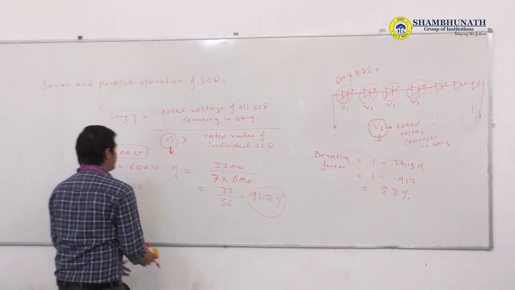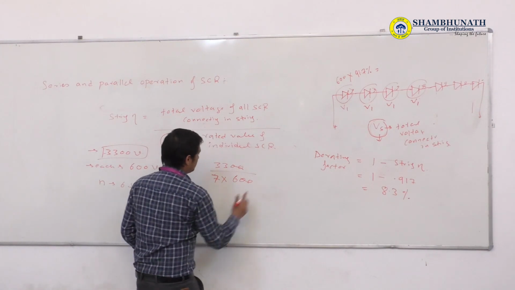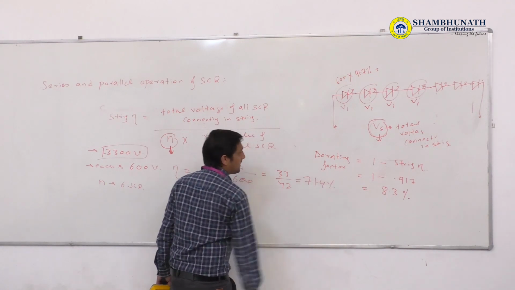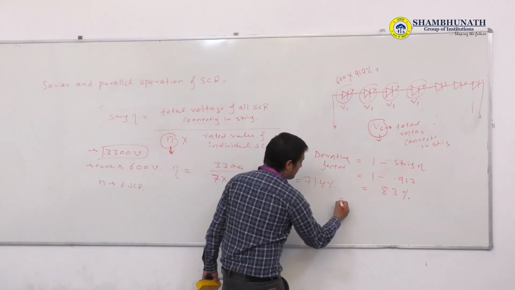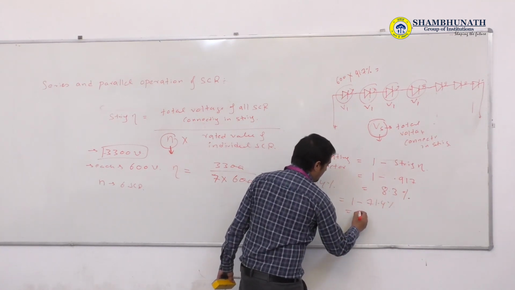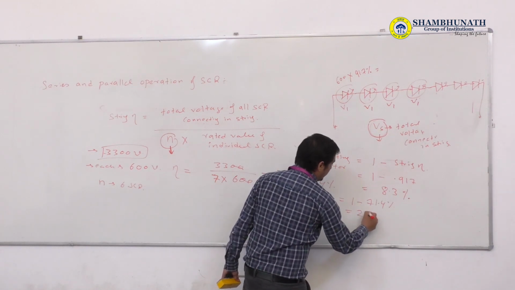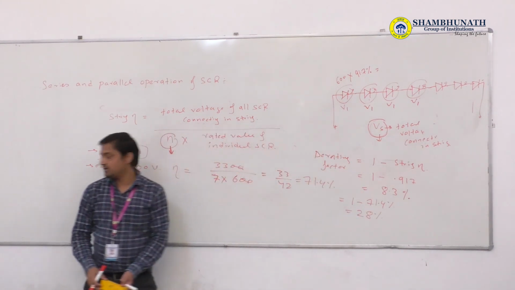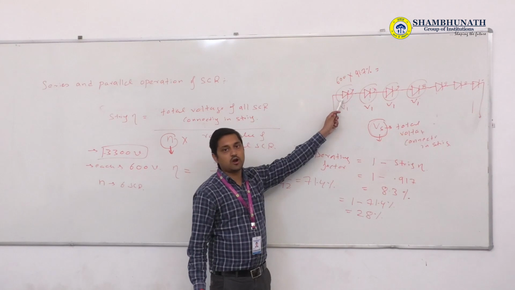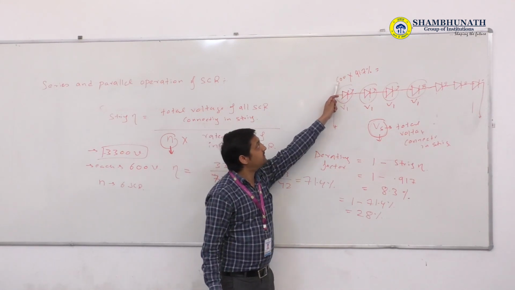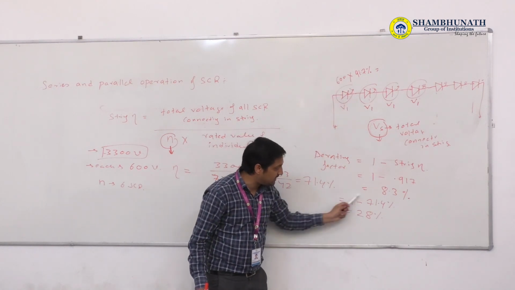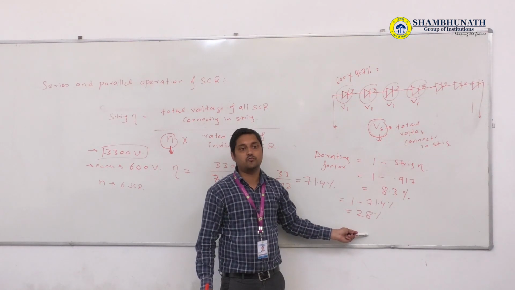Then in this case the efficiency is equal to 33 upon 42, which is approximately 71.7%, and in this case the derating factor is equal to 1 minus 71.4%, which is approximately equal to 28%. Now what is this 28%? Each SCR does not have to bear its full breakdown voltage, but it has to bear only 28% of its voltage.